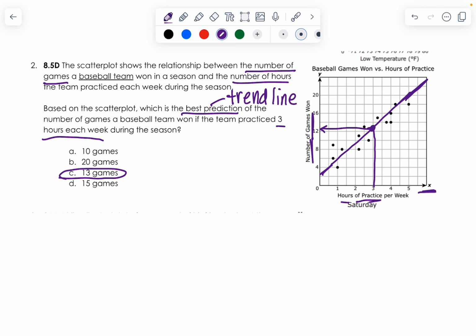So it's important that we keep that trend line to the middle of our data as best as possible, because if I was practicing 3 hours a week, I would estimate just above 12 would be the number of games we would win. There's my trend line. There's my prediction.